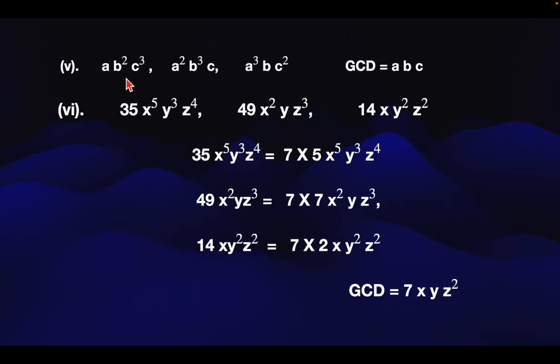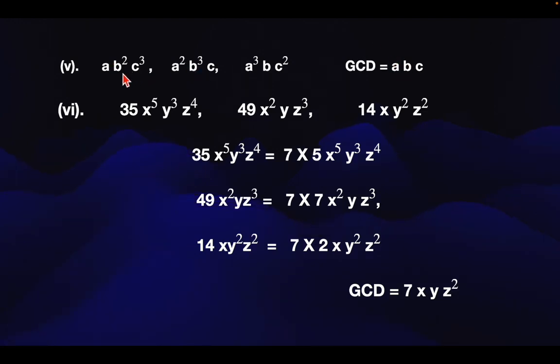Question 5: a b square c cube, a square b cube c, a cube b c square. You can see a is common to all three. So write down a, and then look at the power. The least power is 1. Here it is 1. So it will be raised to 1.